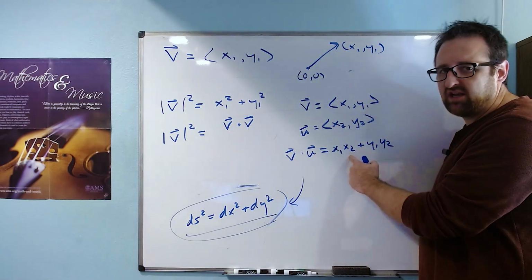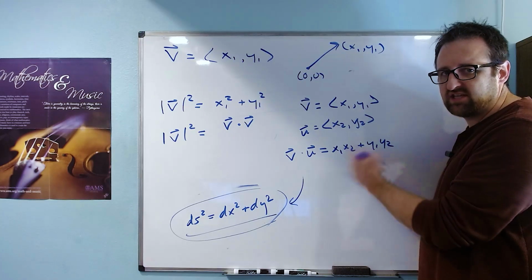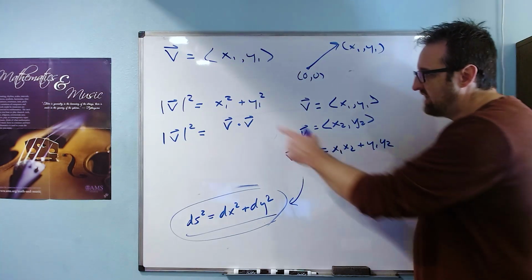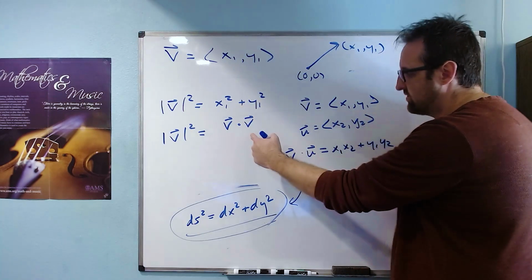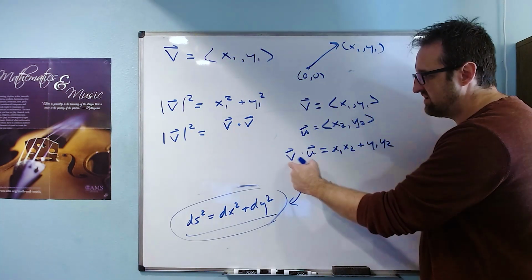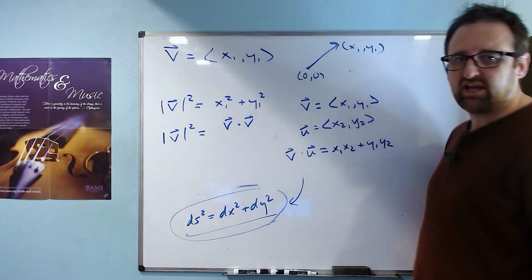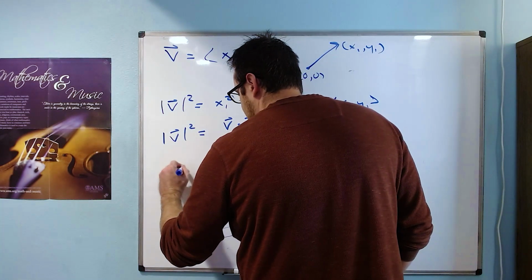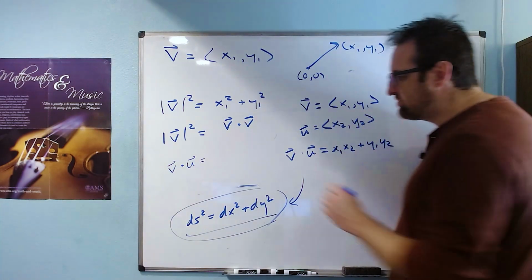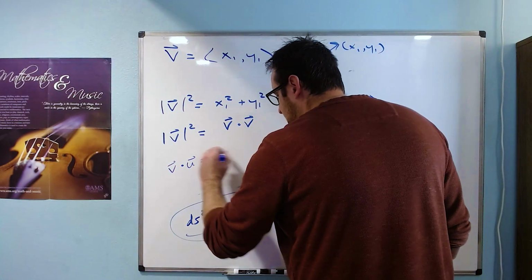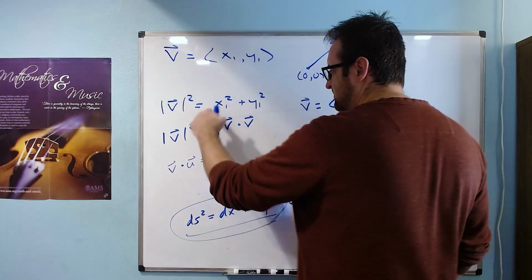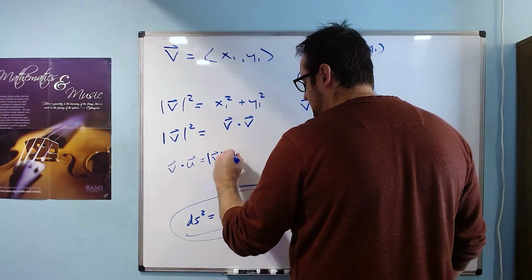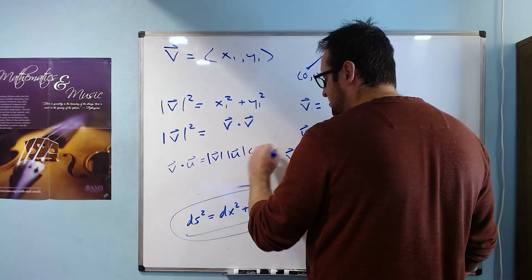Well, if x1 and x2 and y1 and y2 were the same numbers, respectively, then that results in this equation here. And so you can see that if you dot product v with itself, that's the formula you're going to get. You can go a step further. If you take the dot product of two vectors, you'll find that those are equal to the length of v, which is the square root of that, times the length of u, times the cosine of the angle between them.